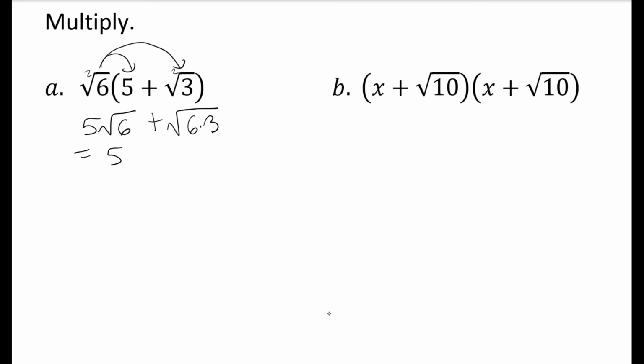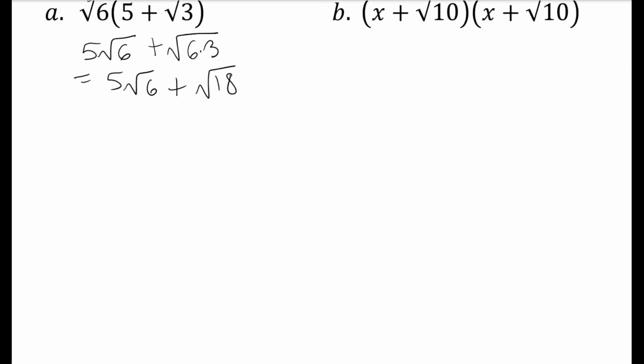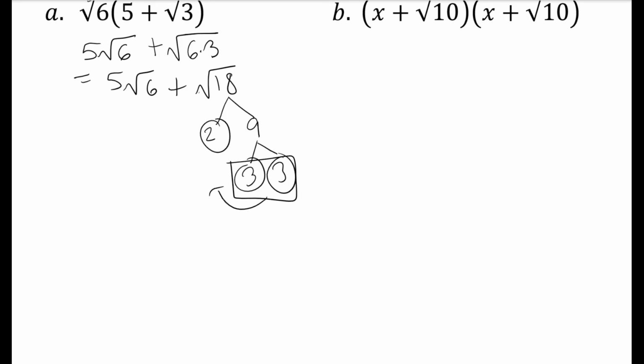So we have 5 square root of 6 plus the square root of 18. Next, we're going to split this radical because we want to simplify this a little bit more. So we can split this up into 2 and 9, and then 9 into 3 and 3. Since we're looking for pairs here, we box the pair, the pair goes out, the rest goes in. So we got 5 square root of 6 plus that 3 goes out, we got a radical 2 there.